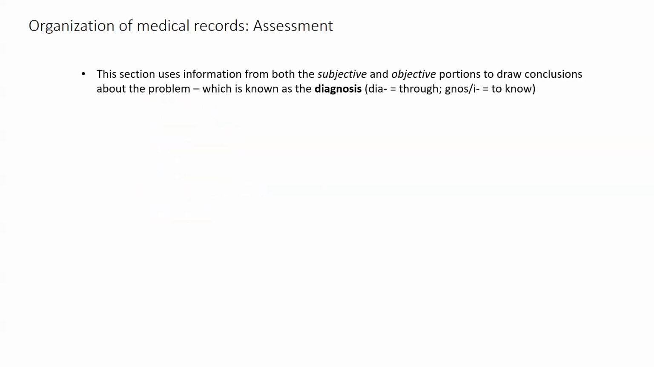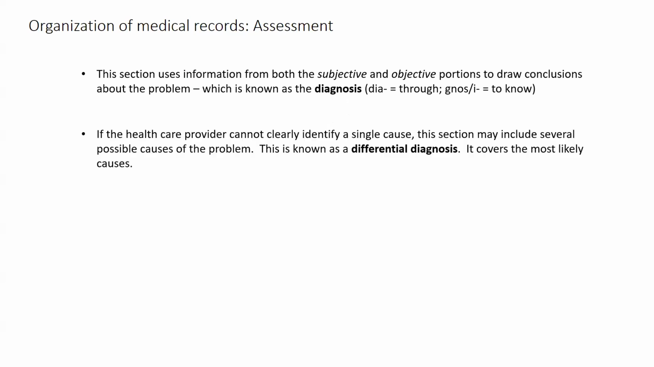Now, the next section is the assessment. So based on what your patient told you in terms of what they're feeling and the objective portion, the data that you've collected, you're going to draw conclusions as to what's causing that problem. And this is known as the diagnosis. And again, we've talked about this in a previous video, but dia means through and nos means to know. So this is to thoroughly know what's happening or to know through the problem.